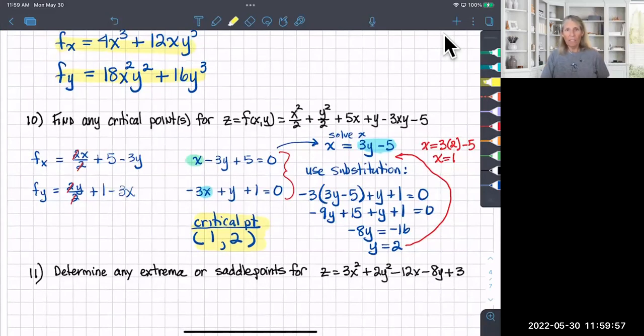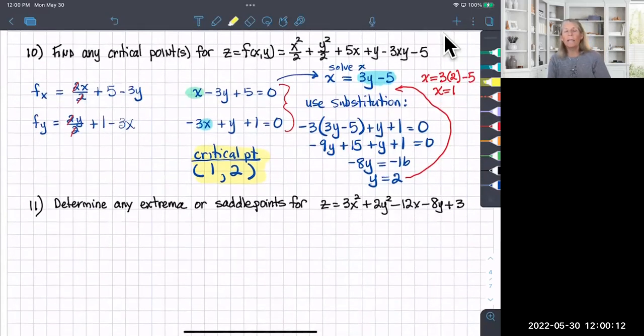Now, the next part is determine any maxes and mins. So we get to practice all of what we've just done. We've got to find a critical point, and then we run the D test. Okay, so take a minute for number 11. Let's get the critical point, and then I'll run through the D test with you to remind you.